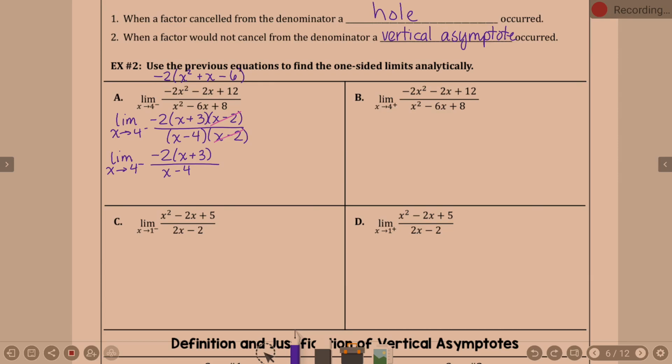What limit was this? The limit as x approaches what? 4 from the left. So 3.9. I'm not opposed to plugging in 4, even though it says 4 from the left, until this happens. Then when this happens, we got to back up a step. Officially, it was approaching 4 from the left, so let's plug in something from the left. So, -2 times 3.99 plus 3 over 3.99 minus 4.